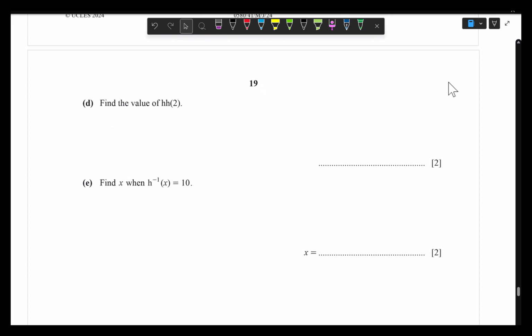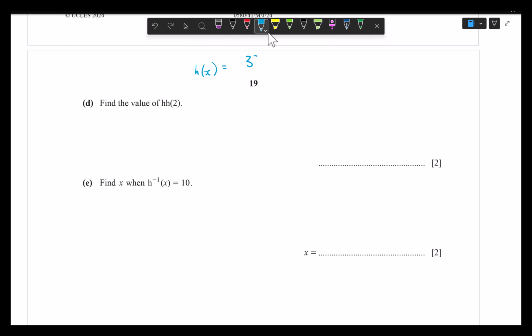Part D says, find the value of h of 2. Now, our h of x is equal to 3 to the power of x minus 2. For the first one, we're going to perform h of 2, and that is going to give us h of 2 is equal to 3, where we have x, we put our 2 minus 2, and that is going to be 3 to the power of 0, and any number raised to the power of 0 is equal to 1.